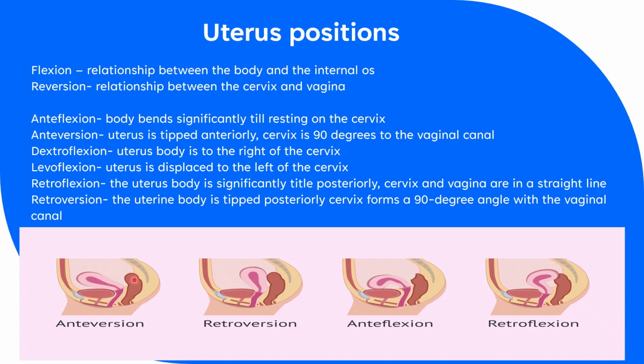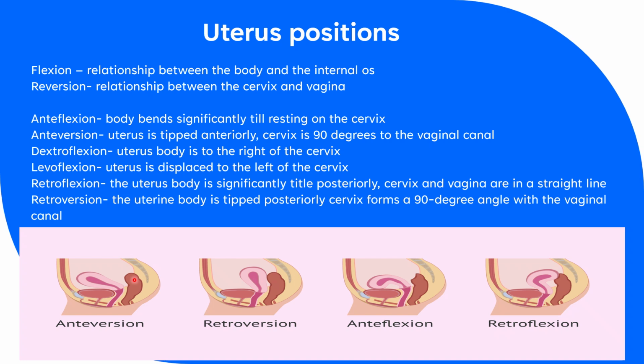Then we have dextroflexion. Now this isn't really a forward or a backward. It actually means to the side. So dextro actually means to the right side. So this is where the uterus body is going to be kind of slightly to the right of the cervix, because we are talking about flexion, so we are talking about the body and the cervix, right? And then we have levo, left. That's going to be where the uterus is slightly displaced to the left of the cervix.